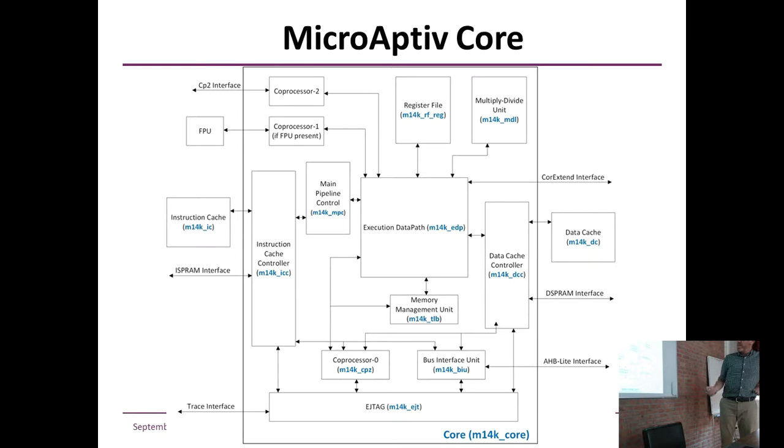We provide this diagram where the blocks that compose the core are included. So, for example, the execution data path would be included in module M14K, everything starts with M14K, and then EDP for execution data path. This would be the name of the module within the soft core. So the execution data path, the memory management unit, a register file, multiply divide unit. This is the part that we're going to analyze throughout these labs. There is also a data cache and an instruction cache that we'll analyze in part 4.